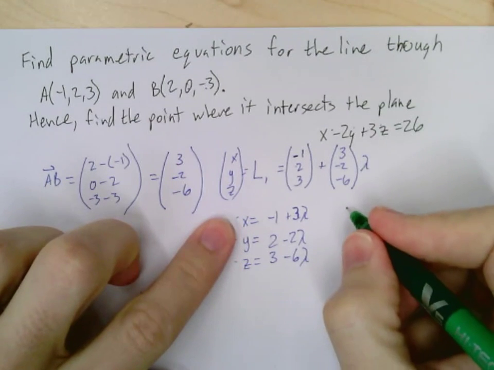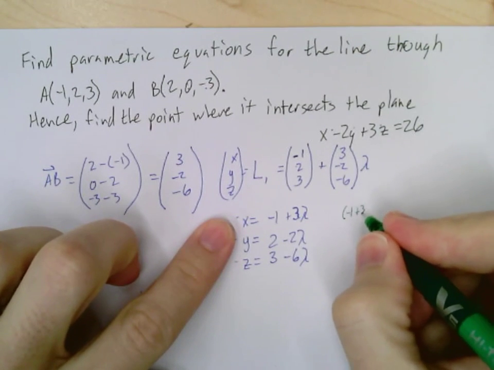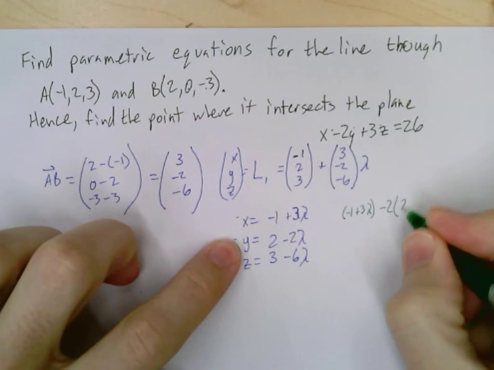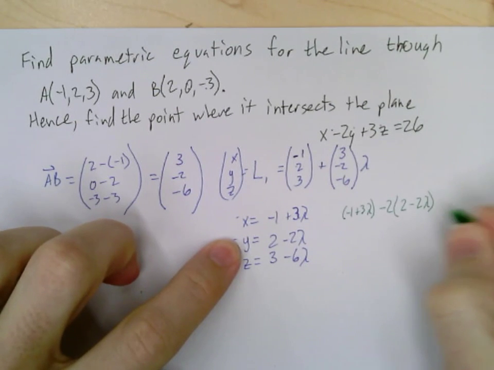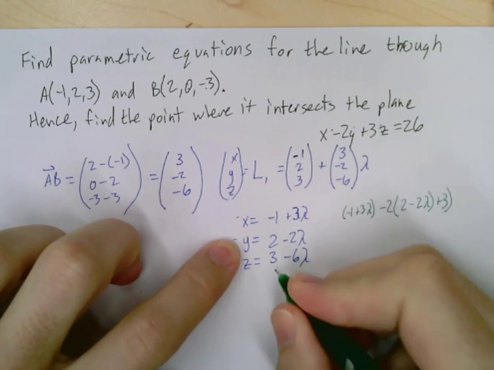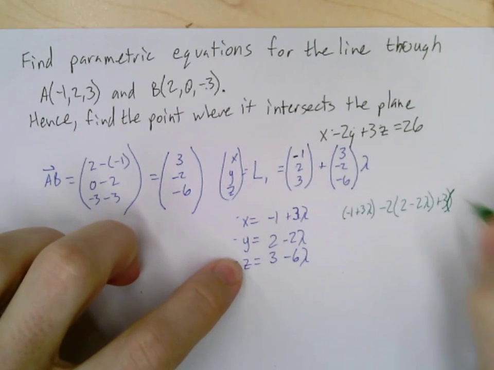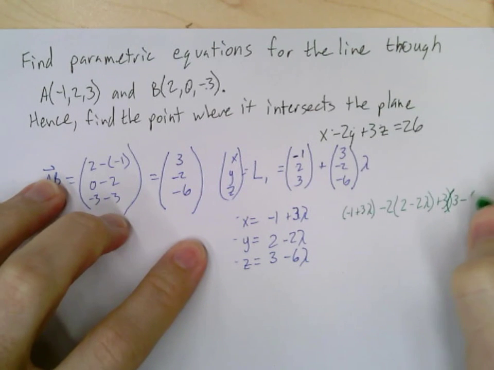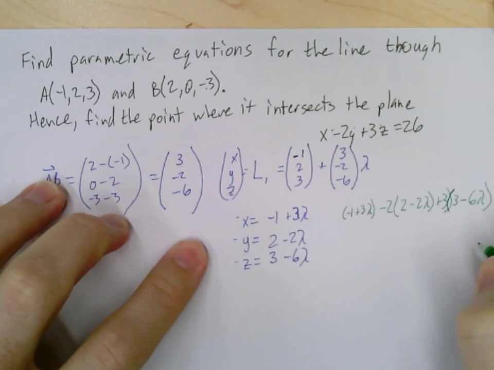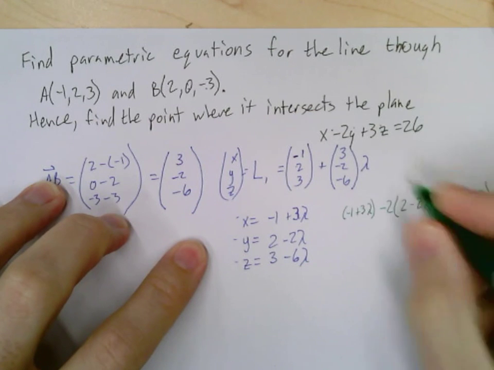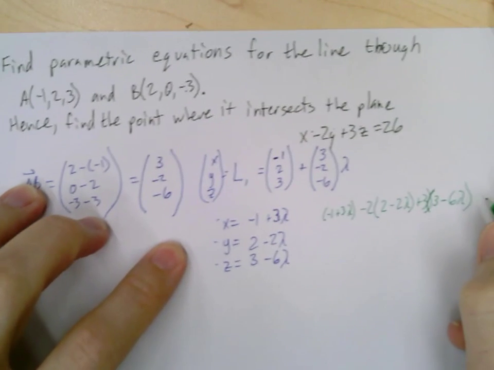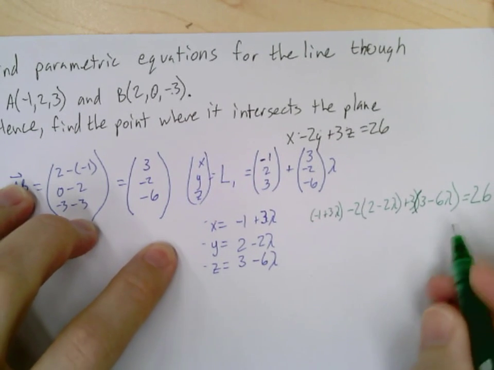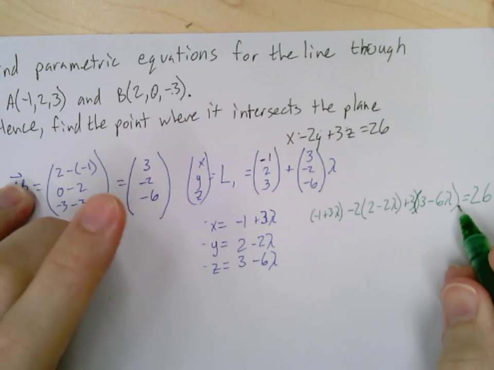And so I'll go ahead and put x in for x. So this becomes negative 1 plus 3 lambda minus 2 times y, and y was 2 minus 2 lambda, plus 3 times z, which was 3 minus 6 lambda, equals 26, and so from there I can now solve for lambda.